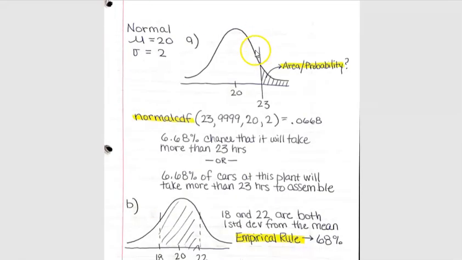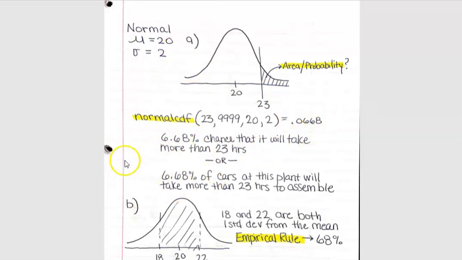Going back to here, so what I would do first is, we've got a normal distribution. It's got a mean of 20, and we're wanting to know the probability that it takes more than 23 hours. I want to find this area, right? So I know the x value, find the area, so that means I'm going to use normal CDF, right? We're going to start at 23 and go to infinity, so 23 and then 999, and then our 20 and 2, those were given to us. And that gives us an area of 0.0668.